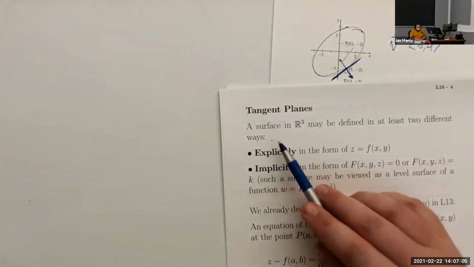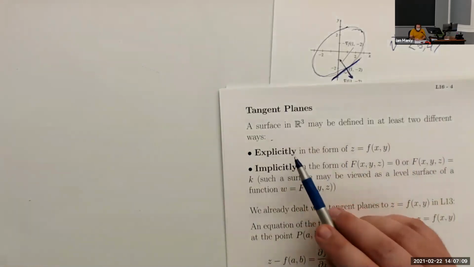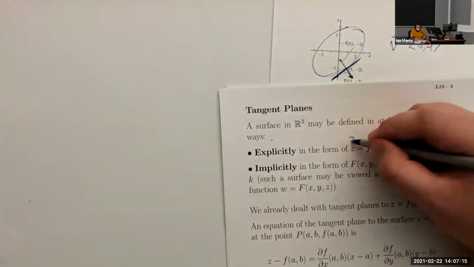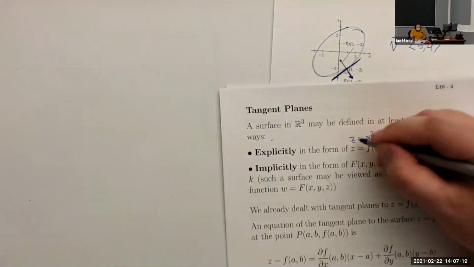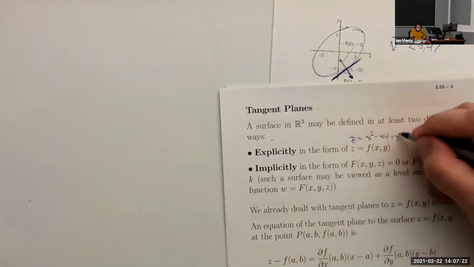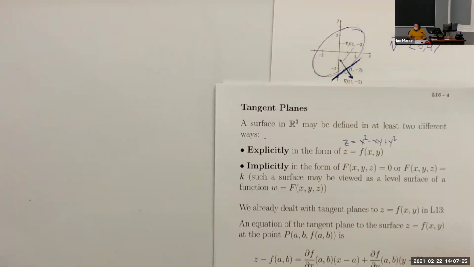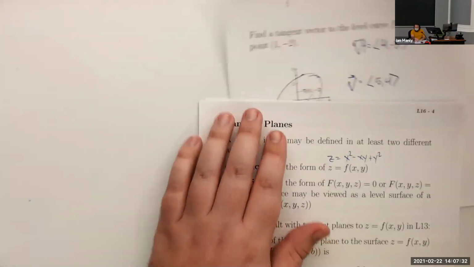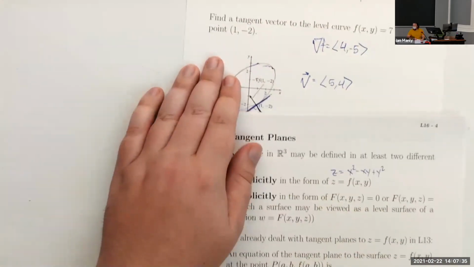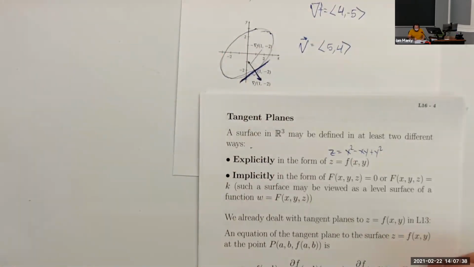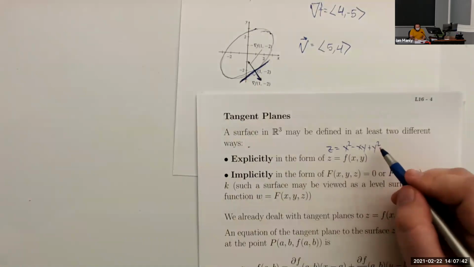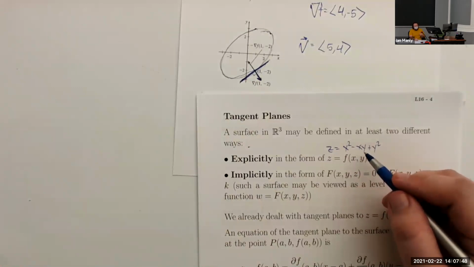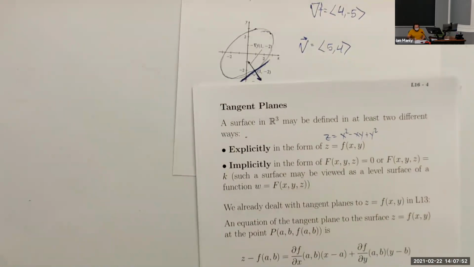Okay, now let's see here. A surface in R3 may be defined in at least 2 different ways. The usual way that we're used to it being defined is z is a function of x and y, like the ones we just looked at. Like we may have z equals, or maybe f of x, y is a formula with x's and y's. Okay, so this is the form that we like, and we already know how to find tangent planes to functions like this. I think we talked about it in lesson 13, if I'm not mistaken, when we learned about partial derivatives.